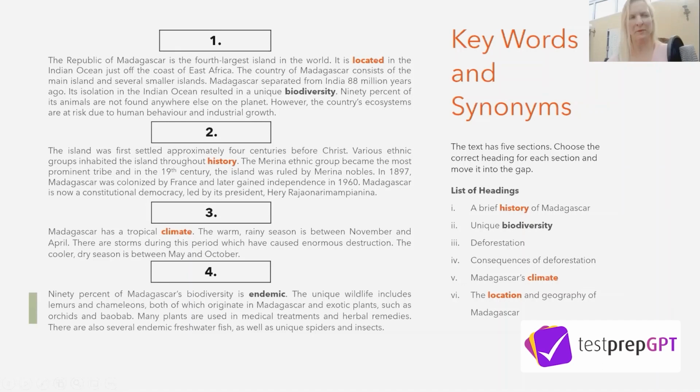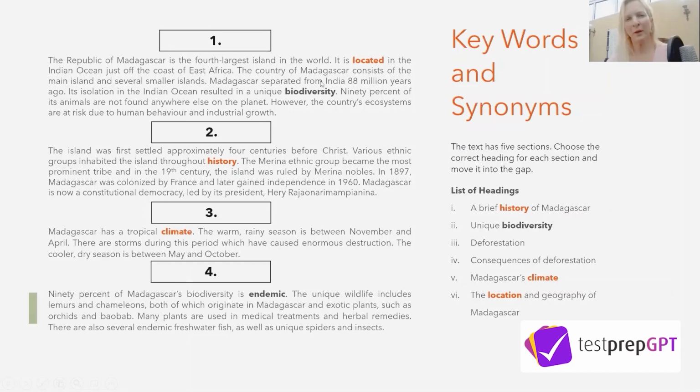Deforestation. No. Consequences of deforestation. No. Climate. No, that doesn't appear in the text either as a keyword or as a synonym. The location and geography of Madagascar. Yes, location does appear. If you go back now to the paragraph and scan it, you'll see that it talks about the location of Madagascar and the islands, how it's separated, but it doesn't go into great detail about the history. It's mostly about its location and its geography, its landscape, its physical features. So we know immediately the answer is number 6. It's the last heading, the location and geography of Madagascar.